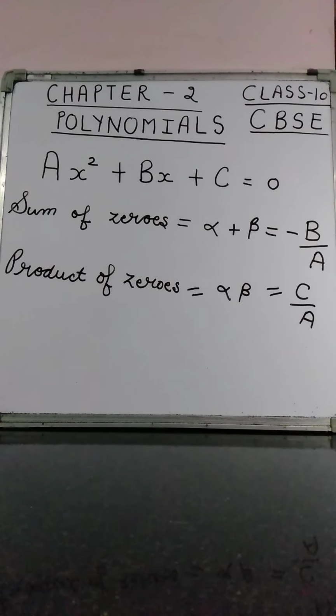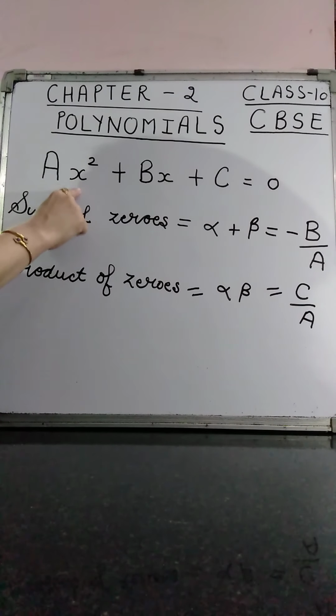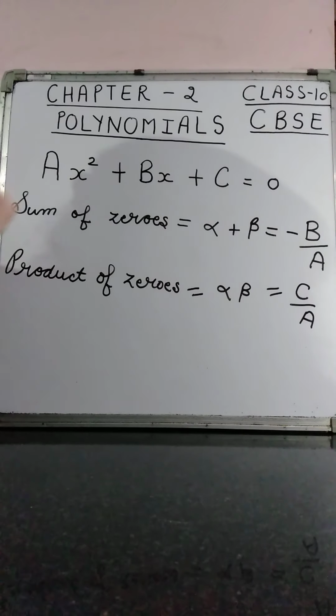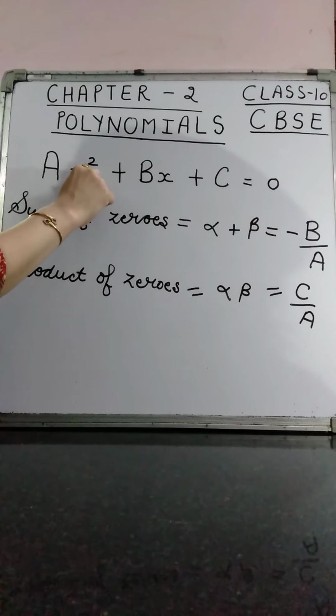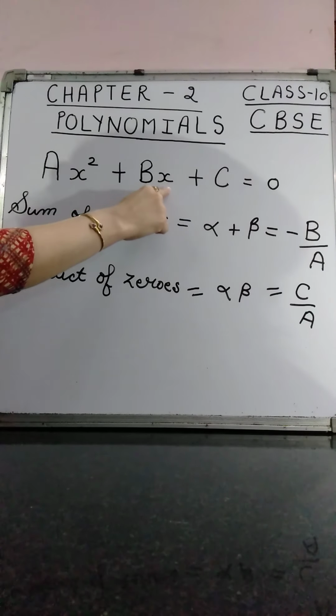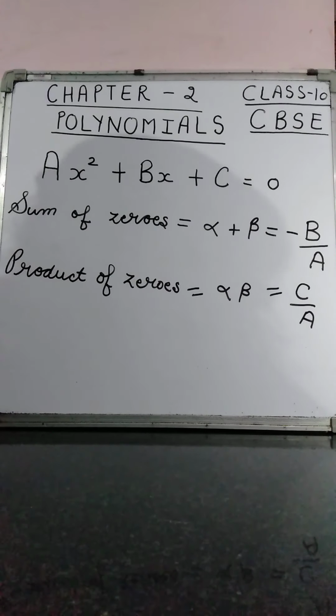Today we will solve questions on sum of zeros of the quadratic polynomial. First of all, the quadratic polynomial is written as ax square plus bx plus c. In quadratic, the degree of x is 2. a is the coefficient of x square, b is the coefficient of x and c is the constant term.